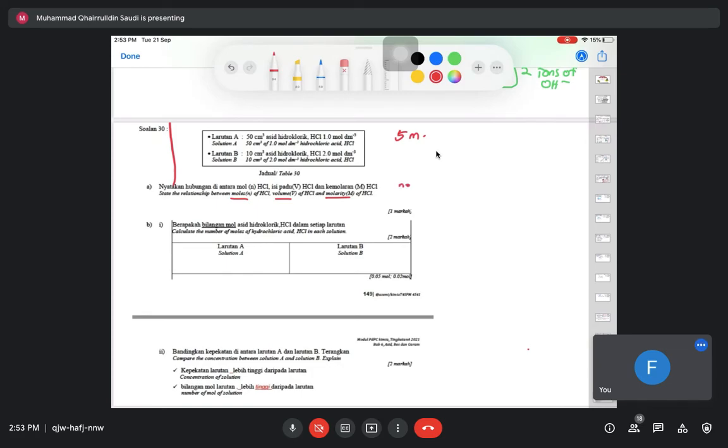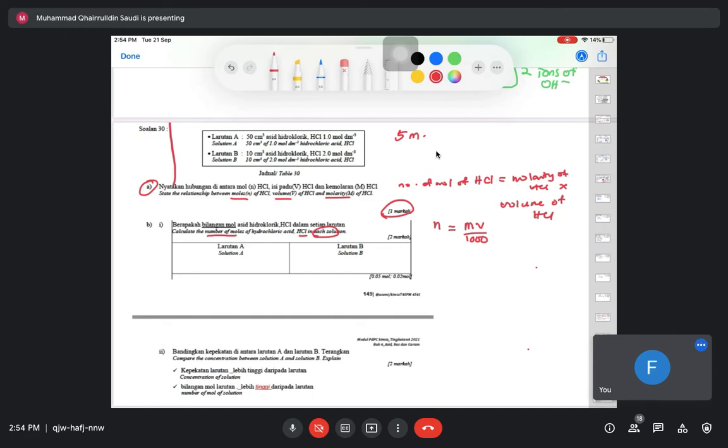Number of mole of HCl is equal to molarity of HCl times volume of HCl. Ataupun awak tulis n equal to MV. Settle. Or MV over 1000. 1 mark. Soalan macam ni tak biasa sangat ditanya lah. Okay, so don't worry. Next one, calculate the number of mole of HCl in each solution.